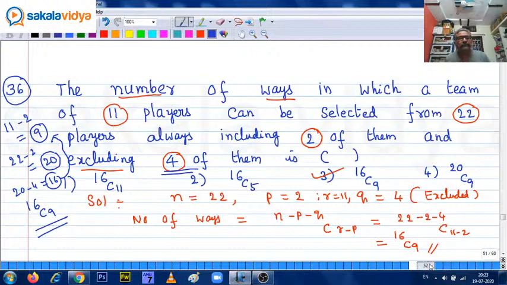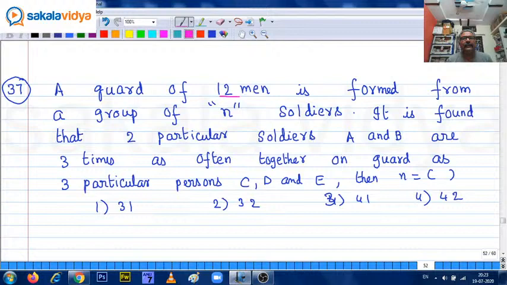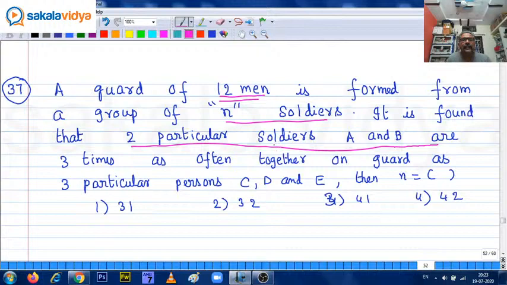A guard of 12 men is formed from N soldiers. It is found that the number of ways of forming the guard in which two particular soldiers A and B are included is equal to 3 times the number of ways of forming the guard in which three particular persons C, D and E are included.